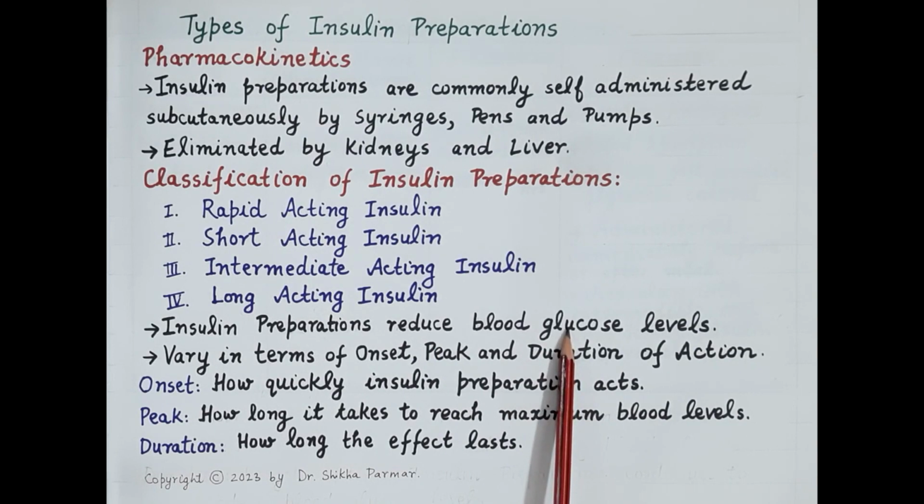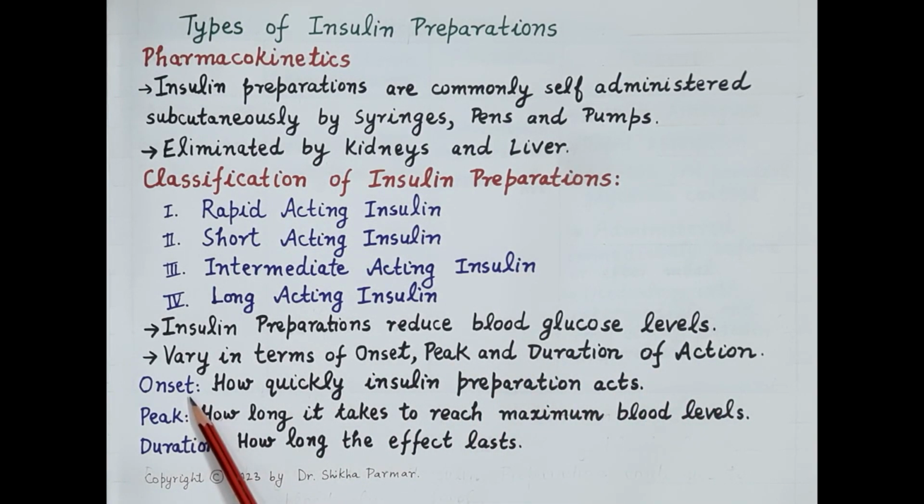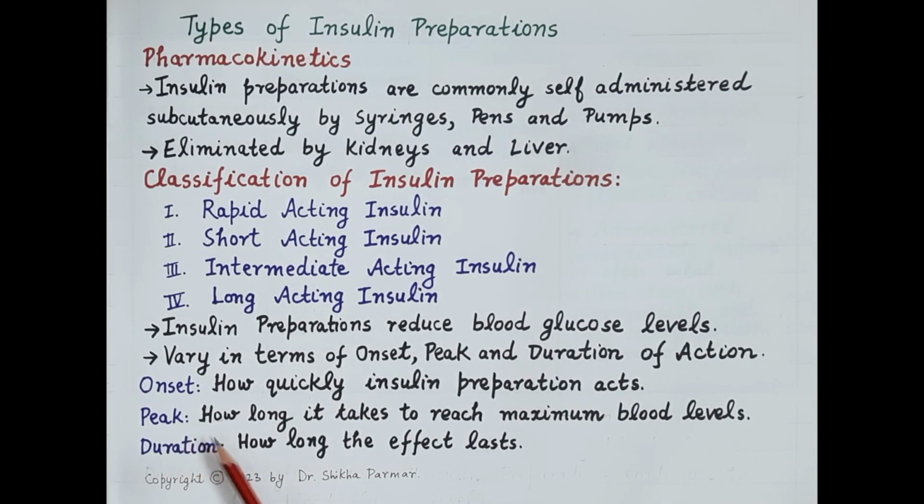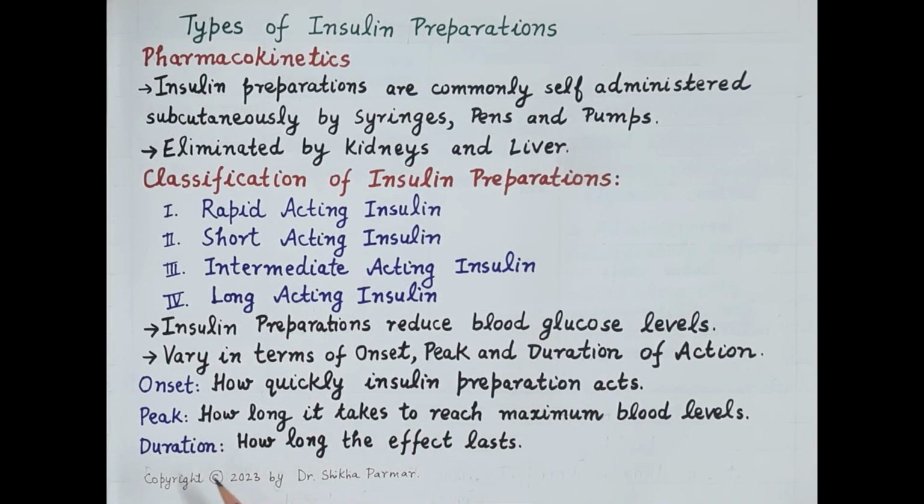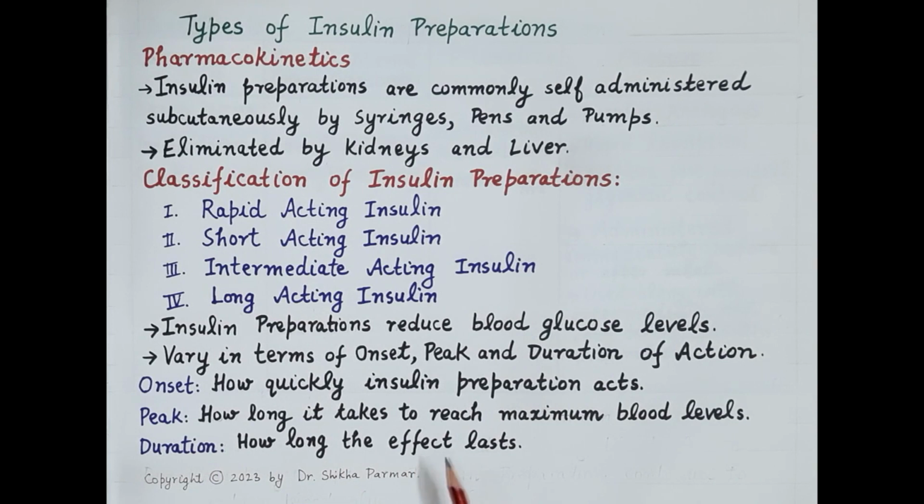Now, these insulin preparations vary from each other in terms of onset, peak and duration of action. Onset refers to the time required by the insulin preparation to begin its action. So, onset determines how quickly the insulin preparation acts. Then, peak refers to the time when the insulin levels are found to be highest in the blood. So, peak determines how long it takes the insulin preparation to reach maximum blood levels. Then duration is the length of time the insulin preparation is effective. That means how long the effect of the preparation lasts, or how long it continues to reduce the levels of glucose in the blood.